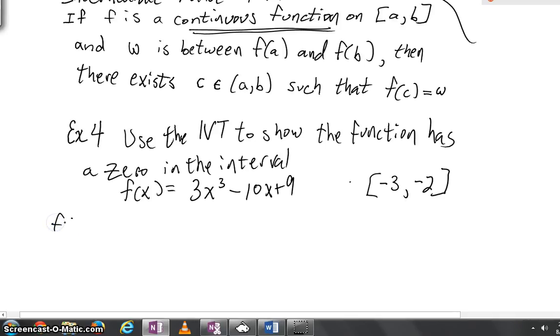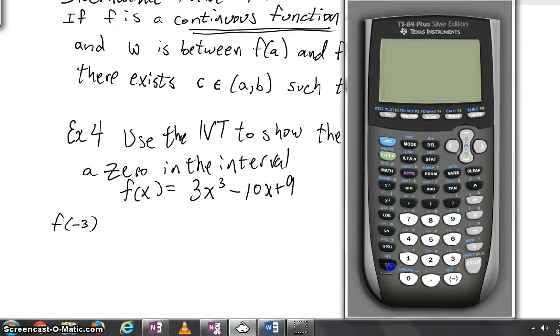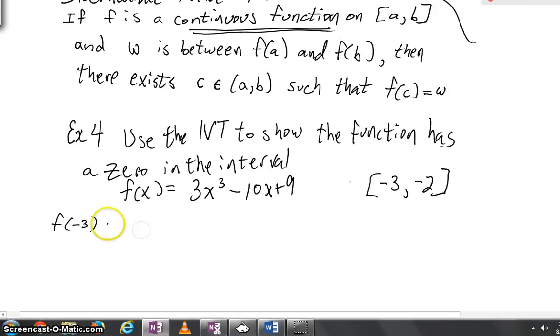So help me out here. If we get f of -3, well, we could very quickly, I hope, just type in -3, and we're going to raise that up to the third power. We'd say -10 times -3. And then we could say +9. And once we plug that all in, of course we could work that out by hand. We'd get -42, right?